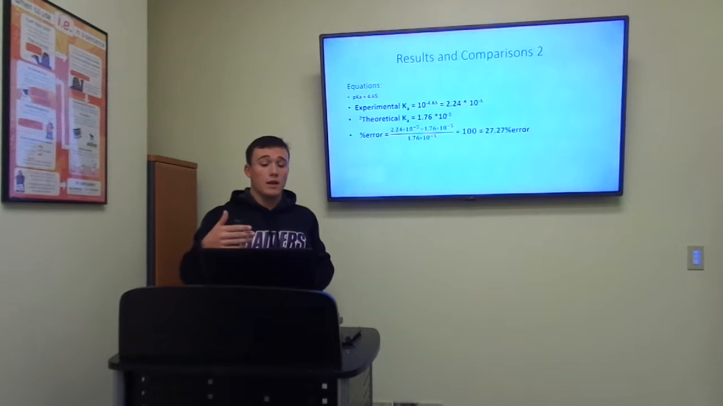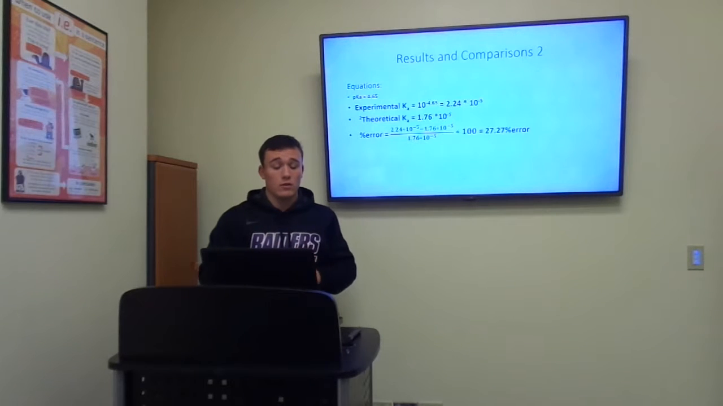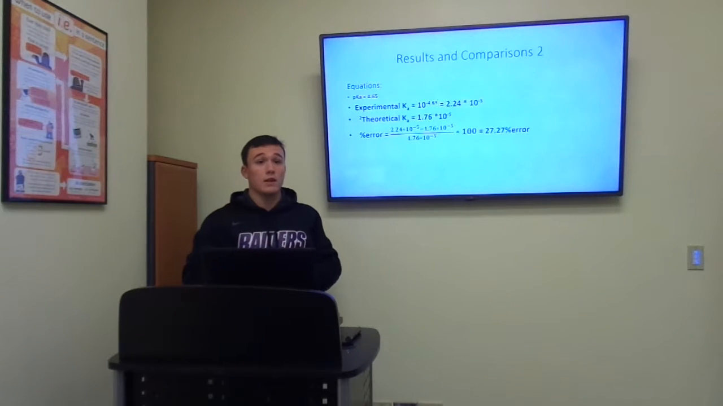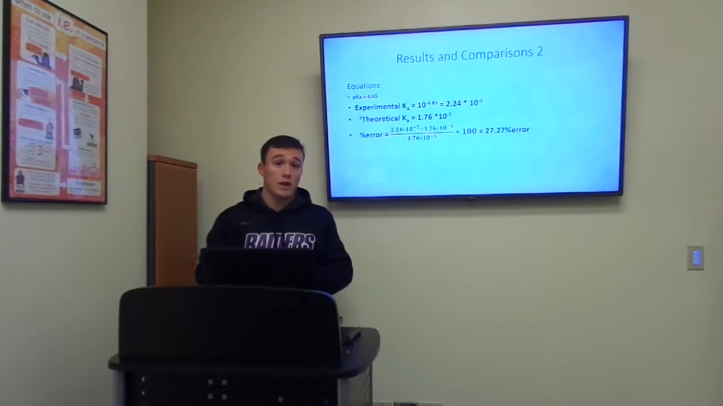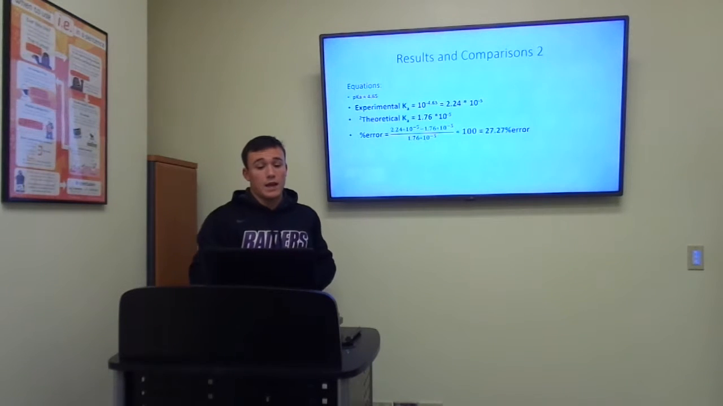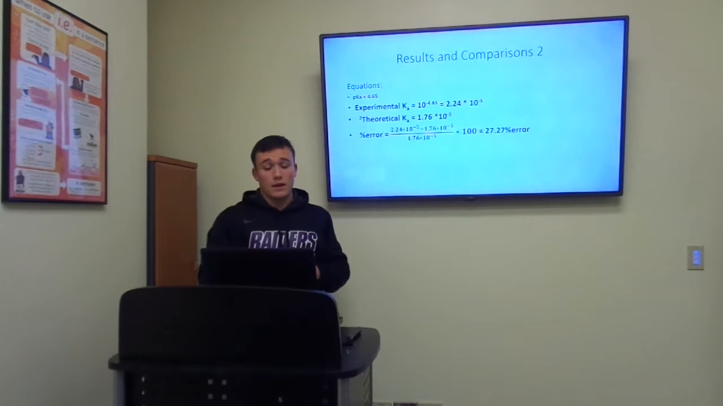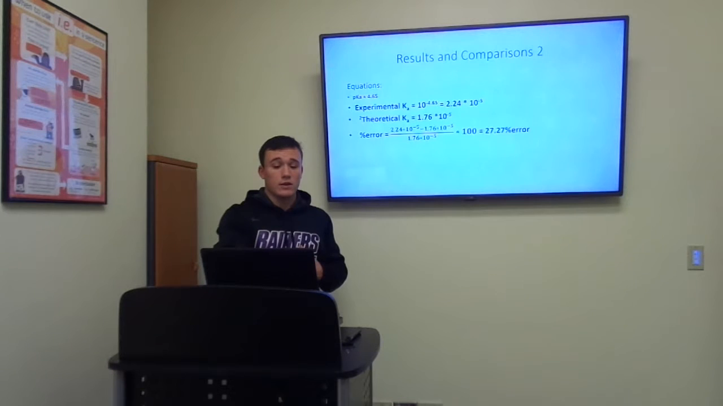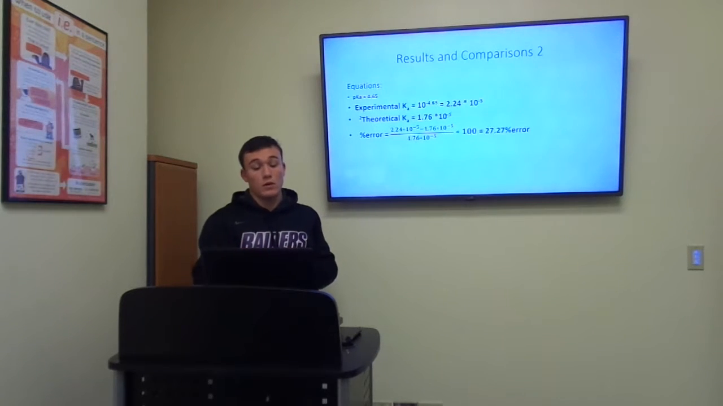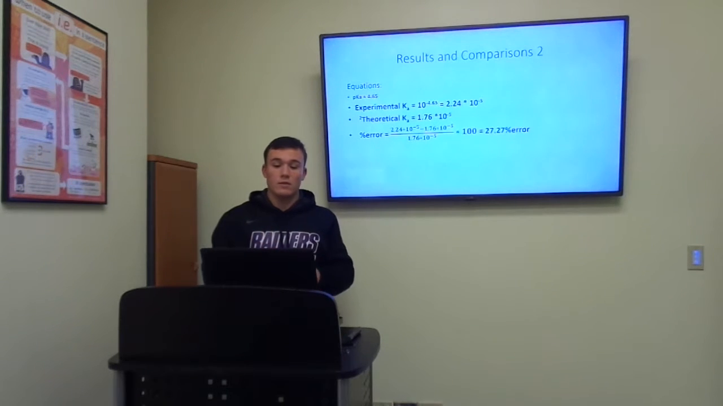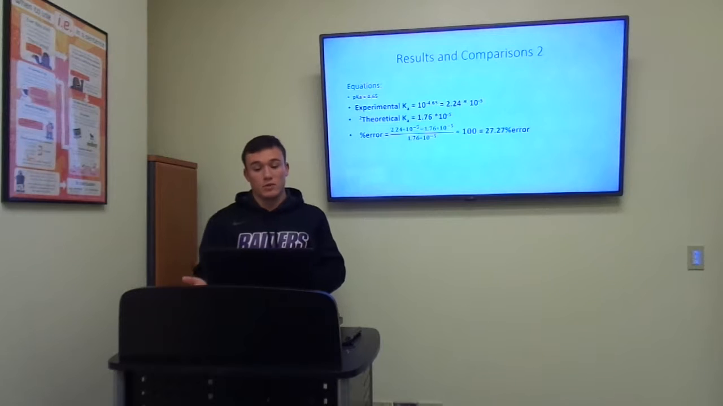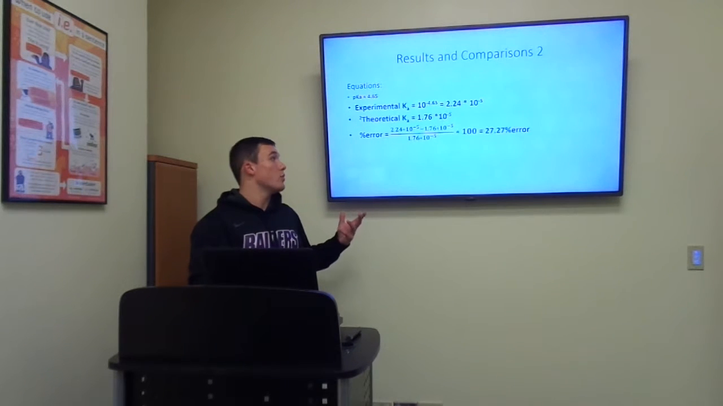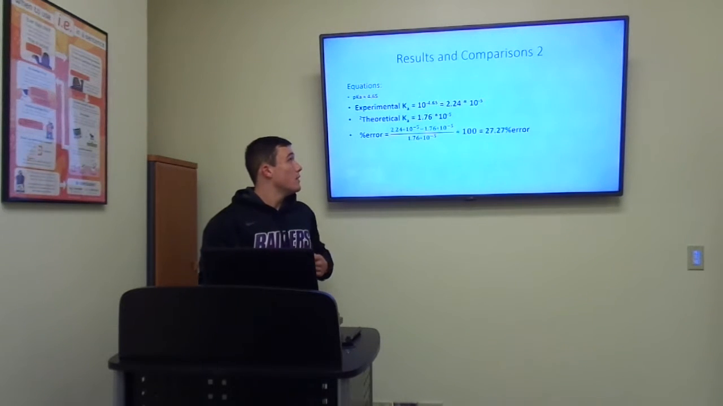And then you also have to look up the theoretical Ka, which I got from the Honors 160 manual. You use both of these to calculate your percent error, which is your experimental minus your theoretical, divided by the theoretical, times 100, which will give you your percent error. And for this one we got a 27.27% error.